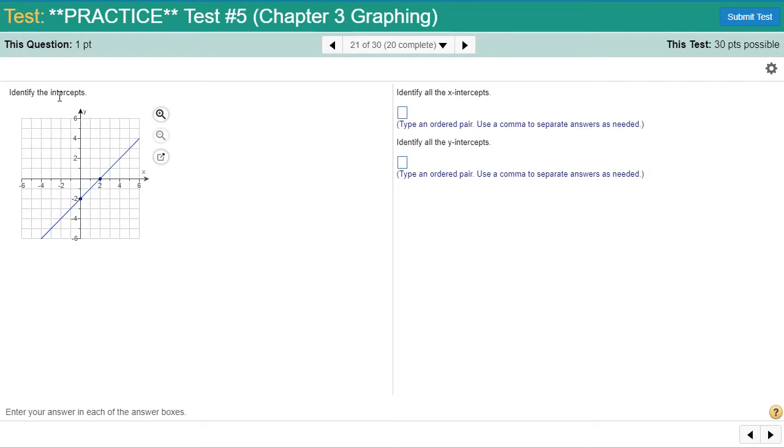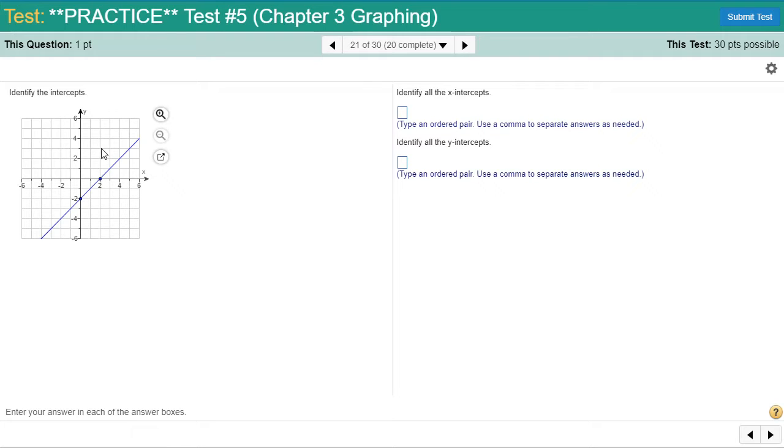With question 21, we're asked to identify the intercepts, and here on the right-hand side of the screen you can see that it says identify all the x-intercepts. So we're going to type in an ordered pair, or if there's more than one x-intercept, we will type in more than one, and identify all the y-intercepts. If there are more than one, we'll type in, of course, all of the y-intercepts.